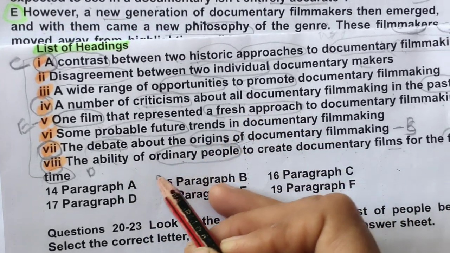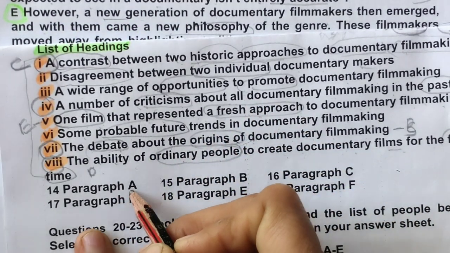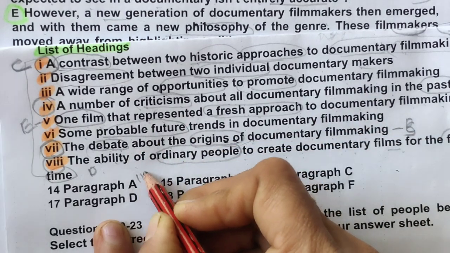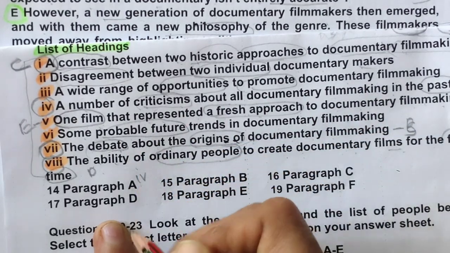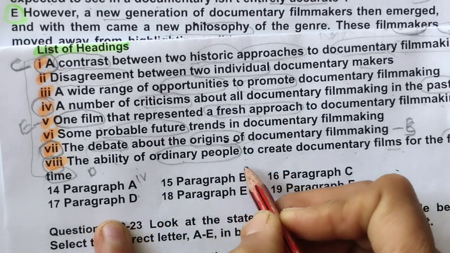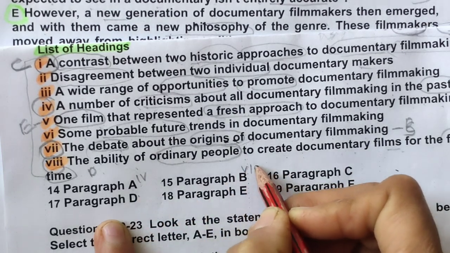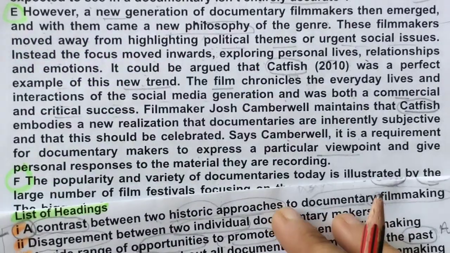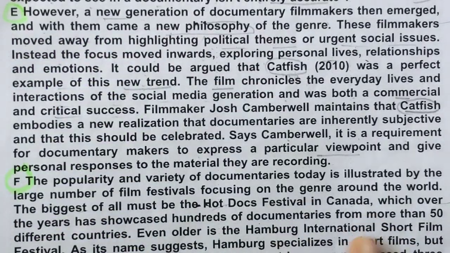So with paragraph A, this is number 4. In the answer sheet we have to write like that. Okay, in paragraph B, it is 7th, like this. Okay, so the last paragraph is left, F number.